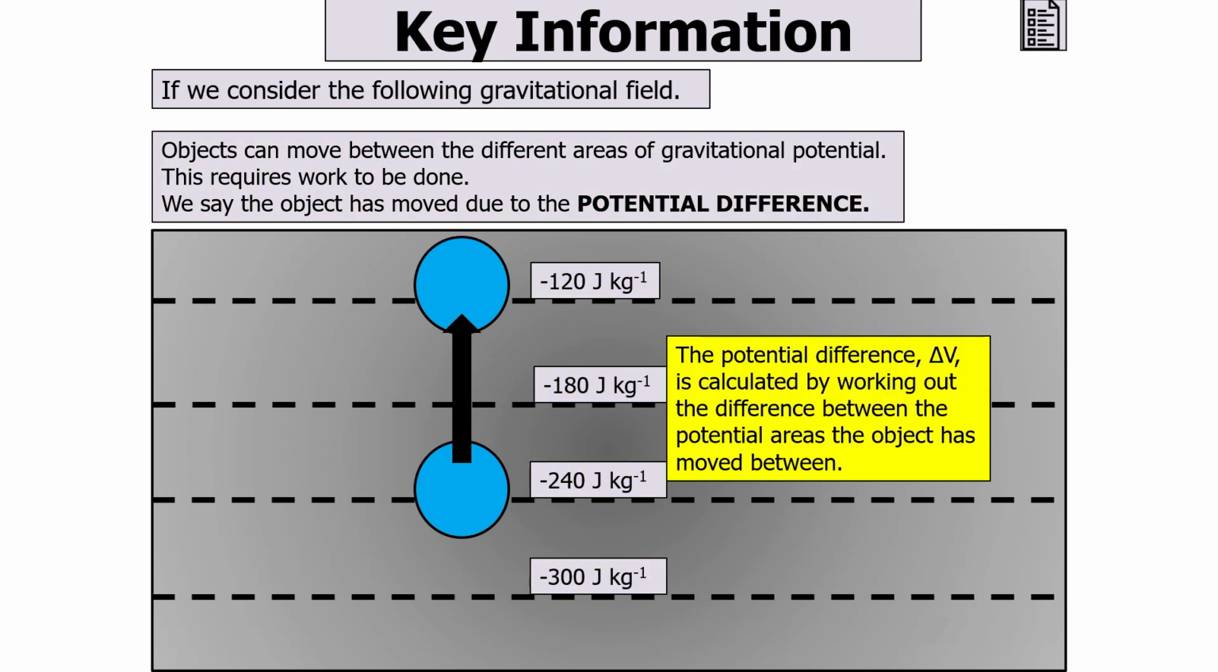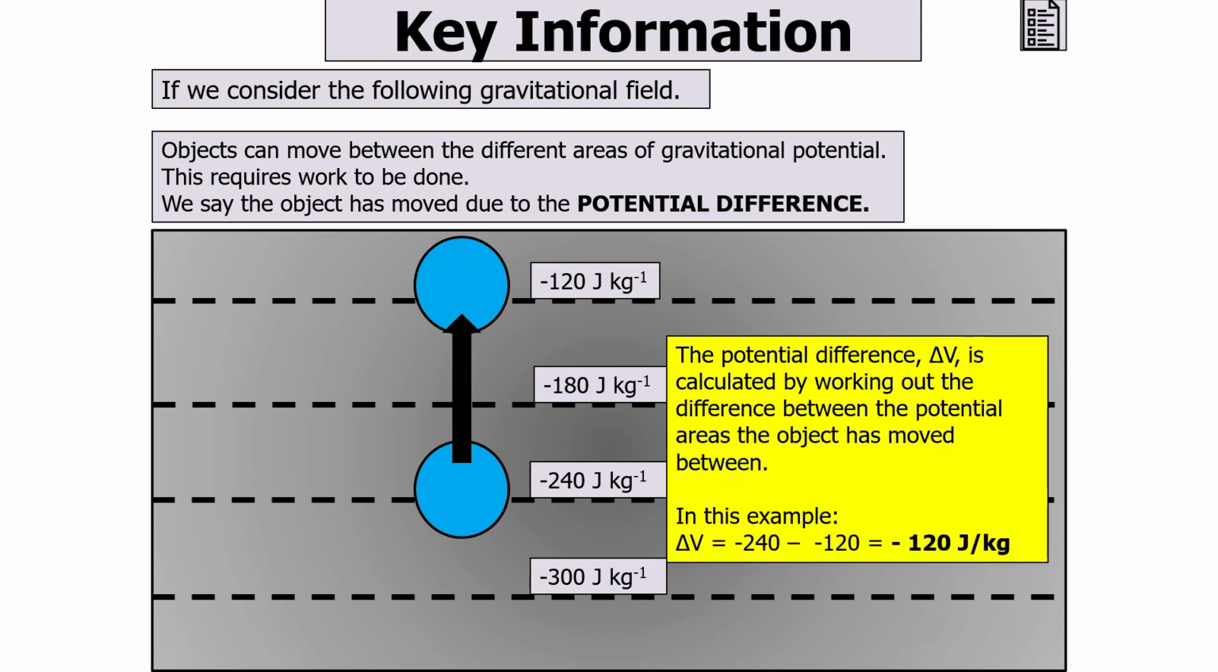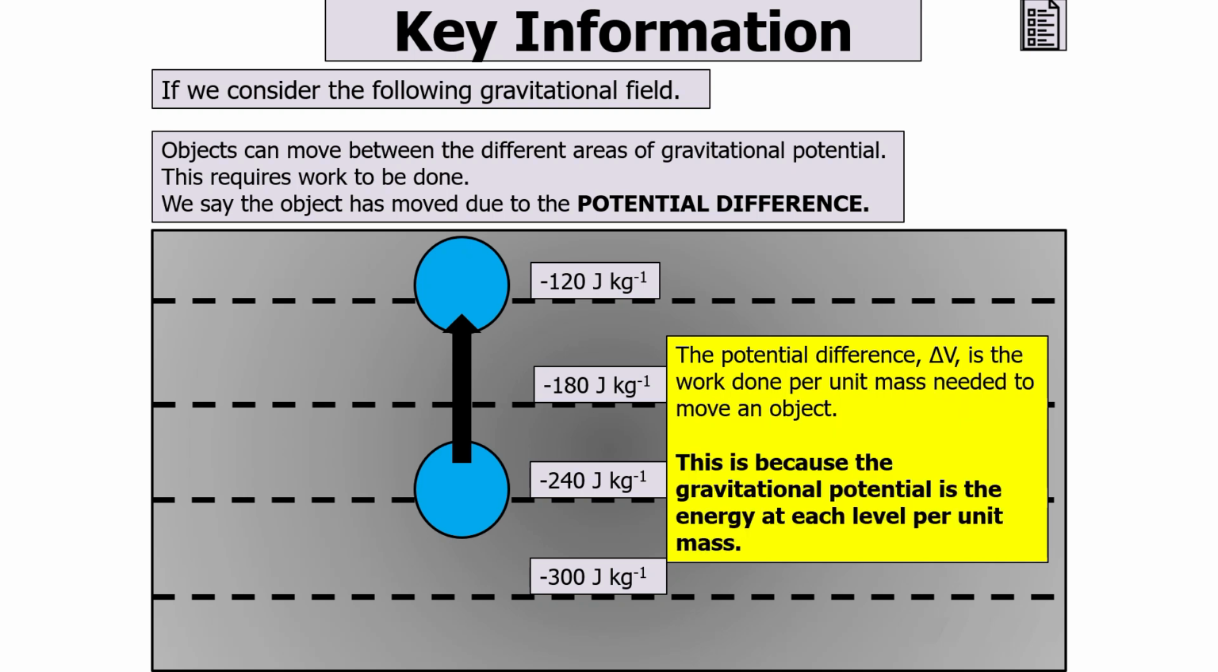Now the potential difference, or delta V, is calculated by working out the difference between the potential areas the object has moved between. So in this example, delta V is equal to minus 240 minus 120, which is equal to minus 120 joules per kilogram. So we can say that the potential difference is the work done per unit mass needed to move an object. This is because the gravitational potential is the energy at each level per unit mass.